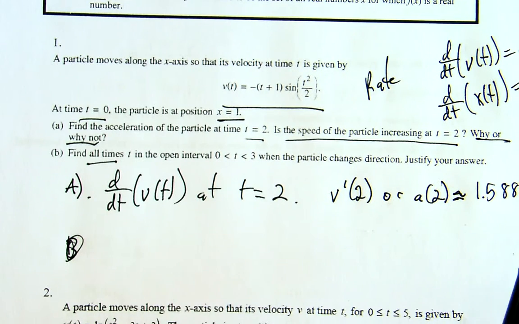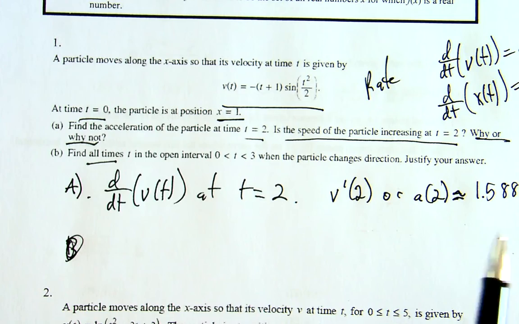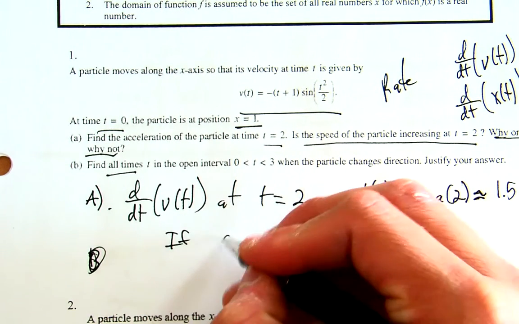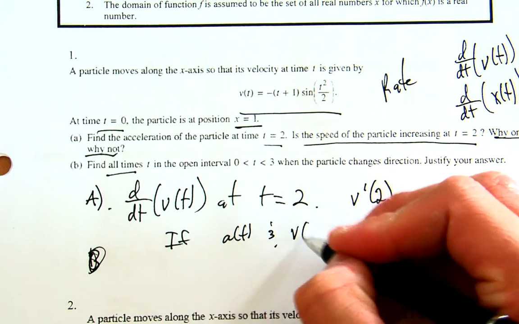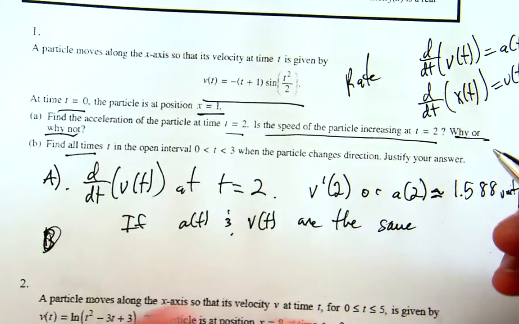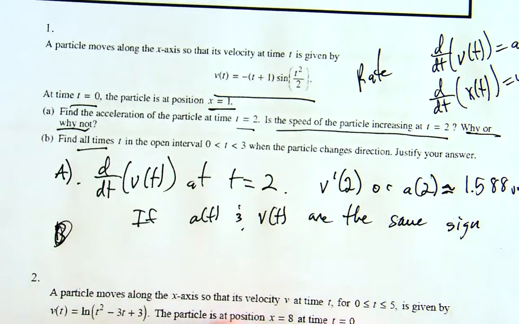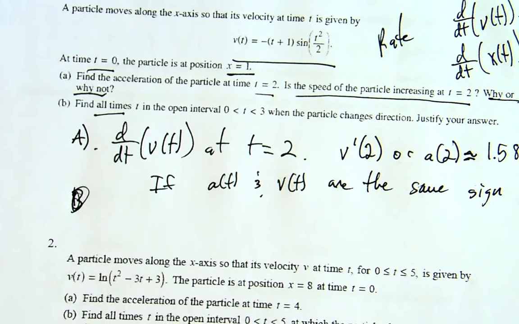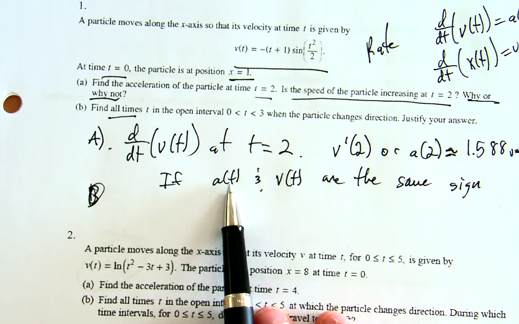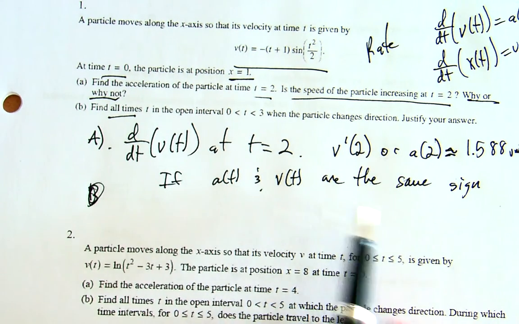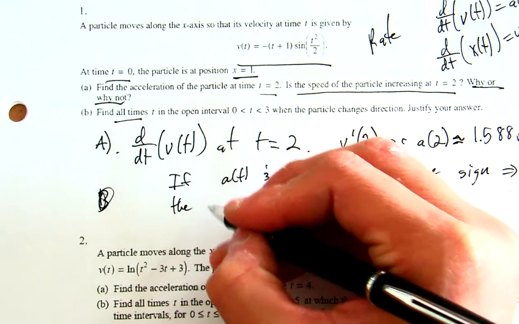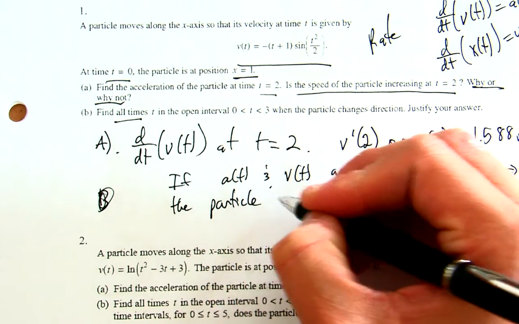What does that mean? How do you know if something is increasing or decreasing? If we recall, it is if a of t and v of t are the same sign. What does that mean? That means that they're going in the same direction. So like, the velocity tells you where you're moving, and the acceleration tells you how fast. So if they're the same sign, then they're speeding up. This implies the particle is speeding up.